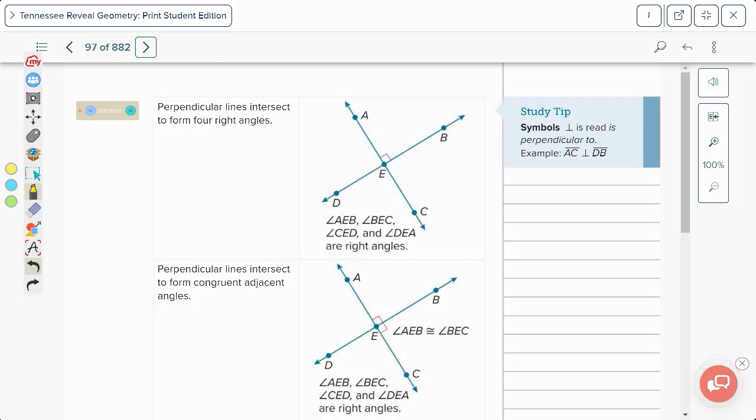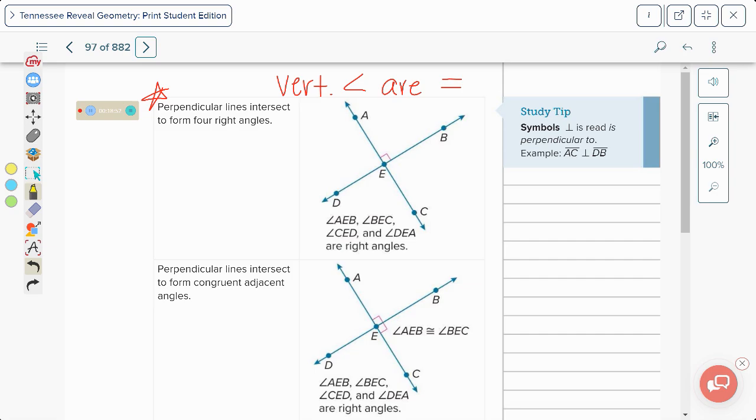So on the next page, we have the following diagram. It says that perpendicular lines intersect to form 4 right angles. If we look at this picture, we only see one 90-degree symbol. But again, let's go back to our previous lesson. We learned about vertical angles. Vertical angles are always equal. So if I know that angle AEB is 90, then I also know its vertical angle will also be 90. So DEC is also 90 degrees.